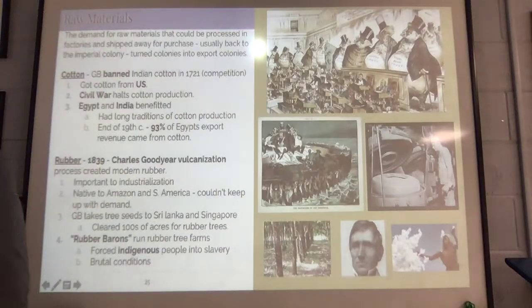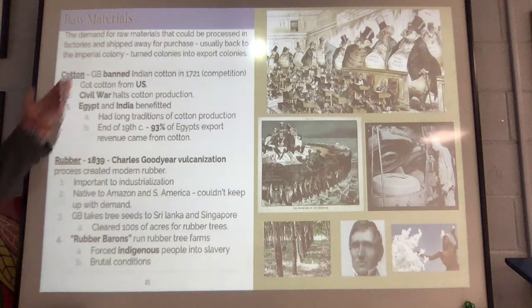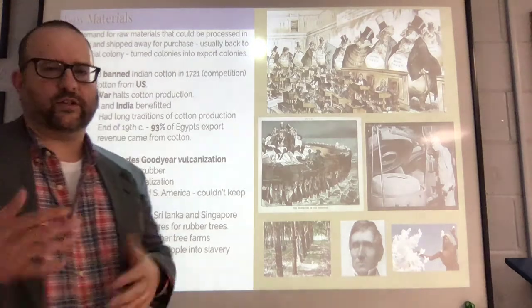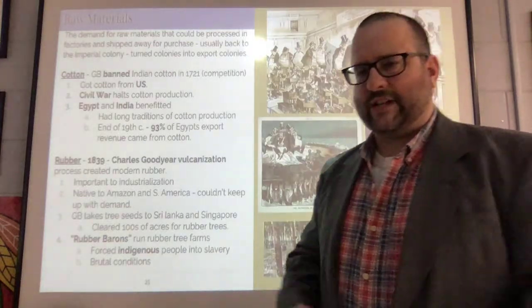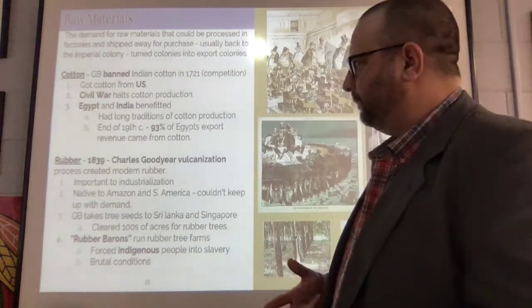We're going to look at raw materials now. I want to turn the attention over to raw materials. The demand for raw materials that can be processed in factories and shipped away for purchase, usually back to the mother country, turns colonies into export colonies. Cotton and rubber, these are the two I want to focus on because they involve colonies that were established in order to get this material.